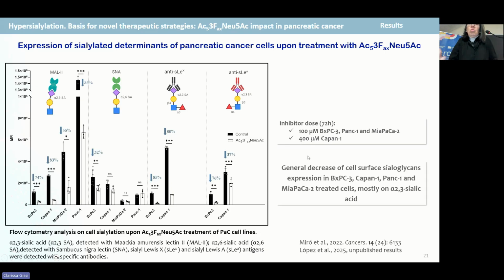And in general, we can conclude that there is a general decrease of cell surface sialoglycans expression in all of the cell lines, mostly on alpha-2,3 sialic acid.